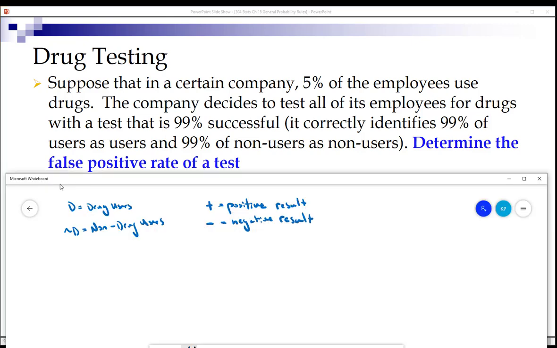Okay, so the first thing I'm going to do here is define a couple of symbols. I'm going to let D represent those who use drugs at this company, the employees that use drugs. I'm going to say not D are those who are non-drug users, employees that don't use drugs. I'm also going to say that the plus sign represents positive results and the negative sign represents negative results. When we try to determine the false positive rate, we're trying to figure out how many people actually test positive that actually do not do drugs. Okay? So in order for us to do that, I'm going to go ahead and create a tree diagram.